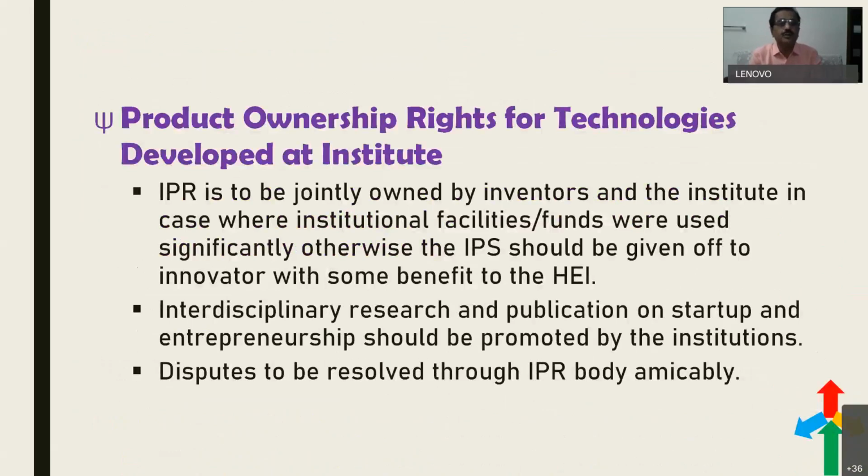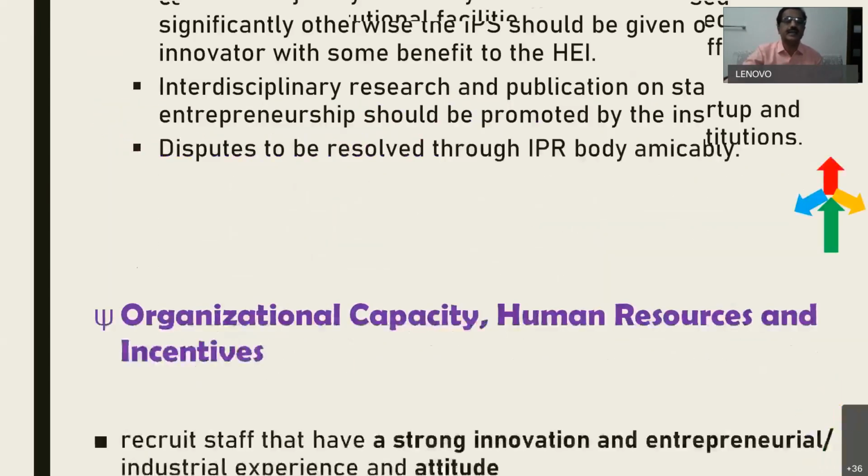Then the next slide is on product ownership rights for technologies developed at the institute. Again, your IPR will be jointly owned by inventors and the institute. You can always derive a policy of your own, on how to get a revenue model out of the IPR generated by the students in the institute. Then the interdisciplinary research and publication on startup and entrepreneurship should be promoted by the institutes, and disputes should be resolved through an IPR body amicably. That's where this particular center can help.